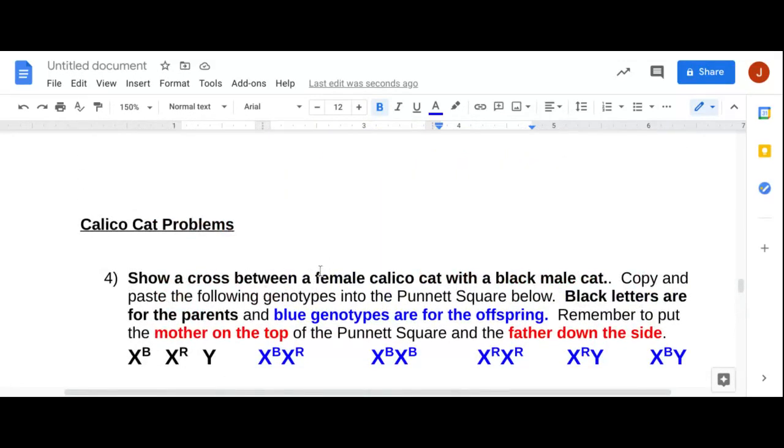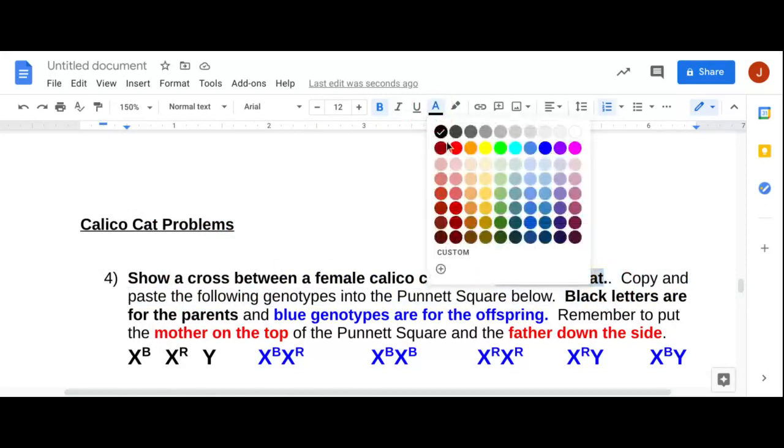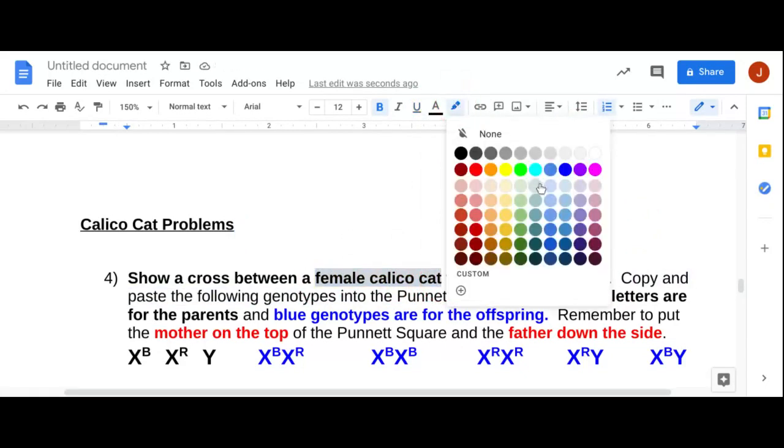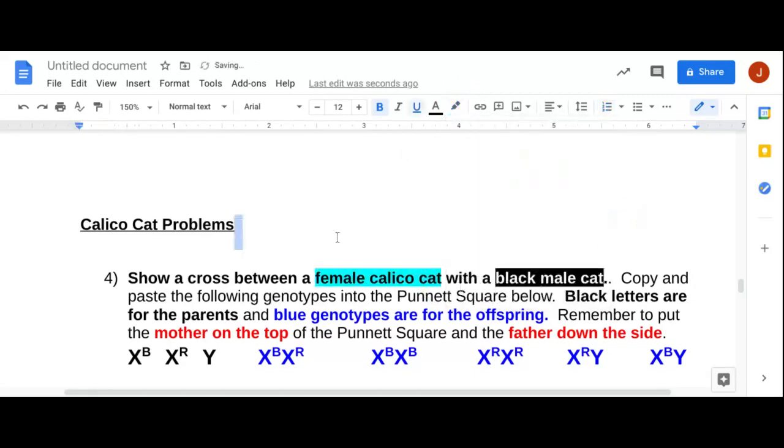Show a cross between a female calico cat and a black male cat. I'm going to go ahead and change this to white and highlight that black. So we have a black male cat and a female calico cat. I'm going to pick just something there.